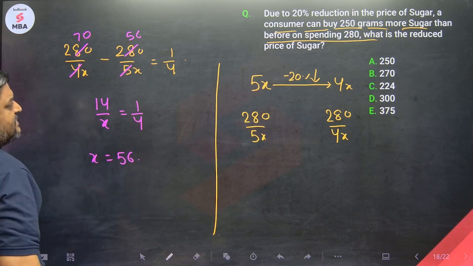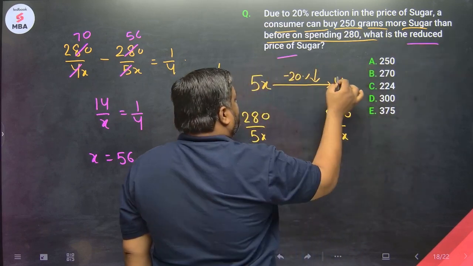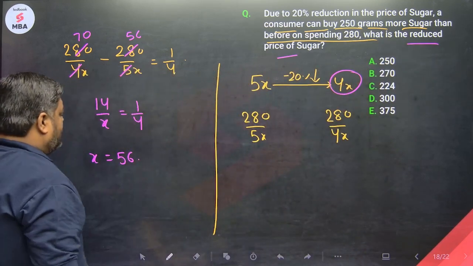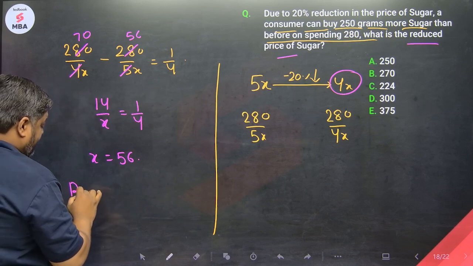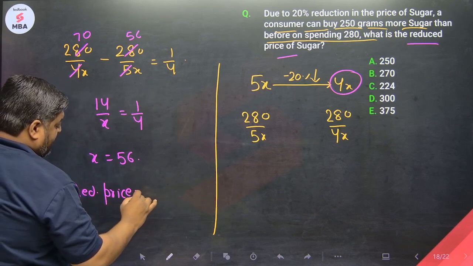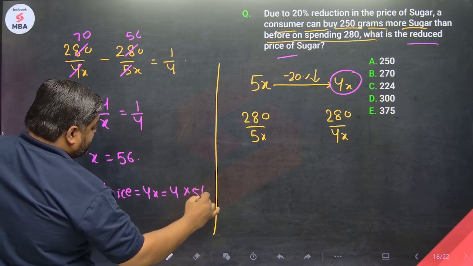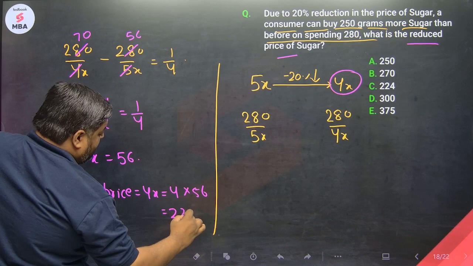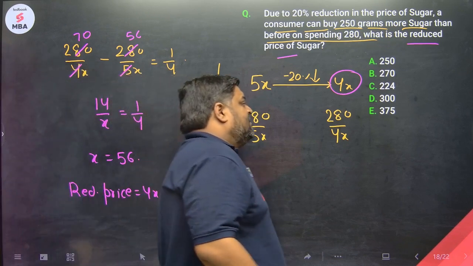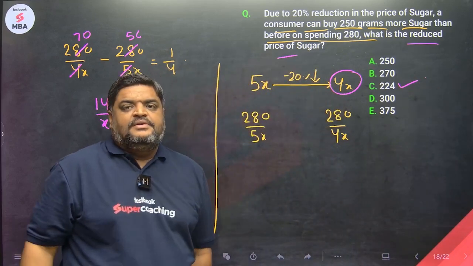What is asked? What is the reduced price of the sugar na? So reduced price of the sugar is 4x. So reduced price क्या है बेटा? Reduced price is 4x. 4 into 56, 224. Correct answer to this question was option C. Sorted?